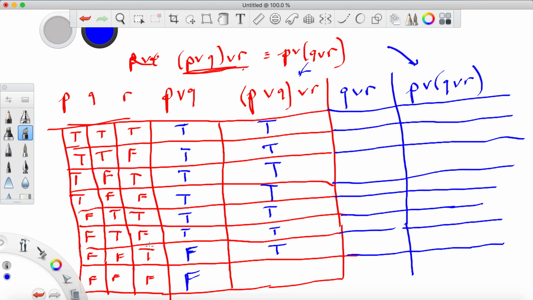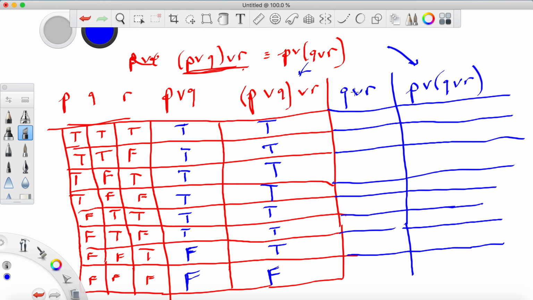And if R is false, the whole thing is false. So the moral of the story is that they all have to be false for this to be false. And I think it's pretty obvious to see now that they're equivalent, but let's go ahead and finish it.